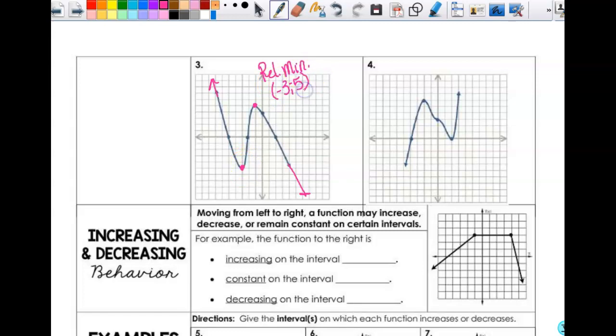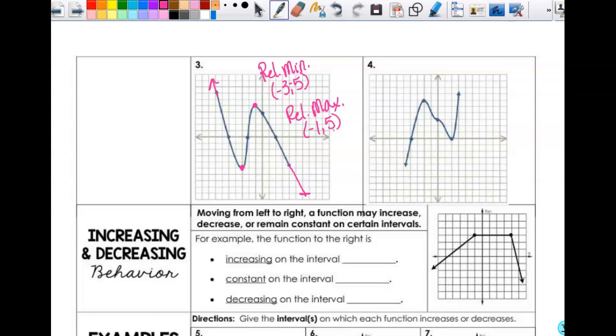If I count wrong, I'm sorry, but there's a huge glare on my board. I don't want to take up too much of your time with me counting, but it's hard for me to see up here. All right, and then I have this point here, which is going to be a relative max. So I get (-1, 5).